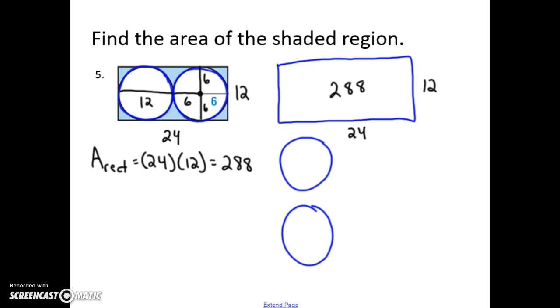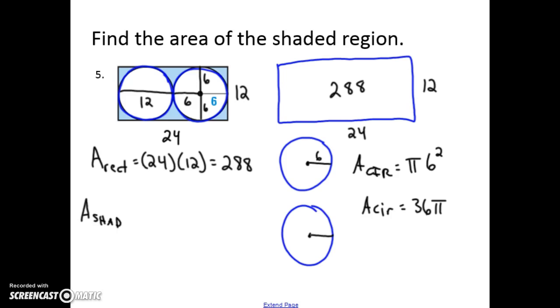And then my area of each circle with the radius of 6, and they're the same, we'll just do it once, is pi r squared, or pi times 6 squared. So that's 36 pi, and we'll just leave it as 36 pi for right now, because that's a little more exact. We'll round at the end. And so the area of the shaded region is equal to the area of the rectangle, 288, minus the area of one circle minus the area of another circle.